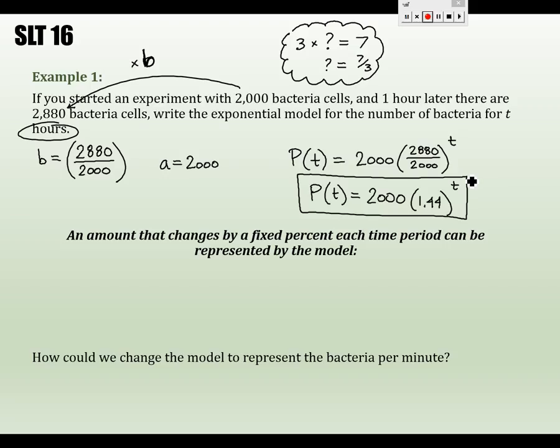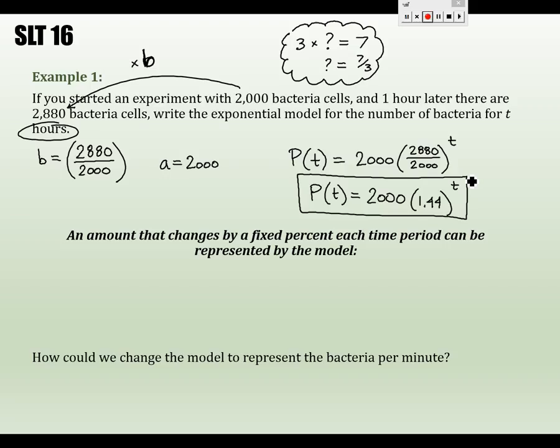And then before you leave this section of the board here in this problem, let's just verify that it actually works. If you plug in 0, do you get 2,000? Try it. If you plug in 1, do you get 2,880? Try it. That is to say, does this model seem to be doing what we claimed it would do? I think you can see if you check it, it will work.